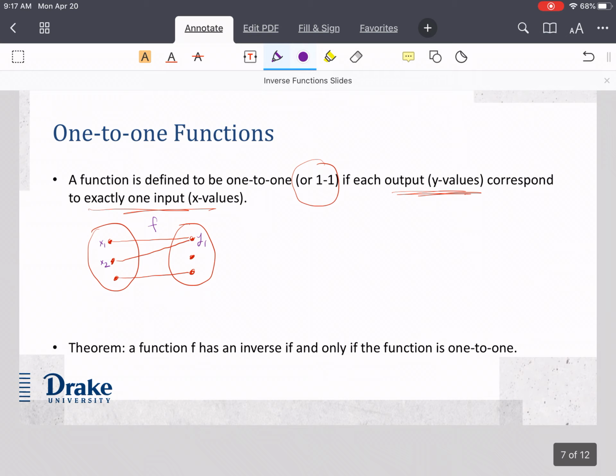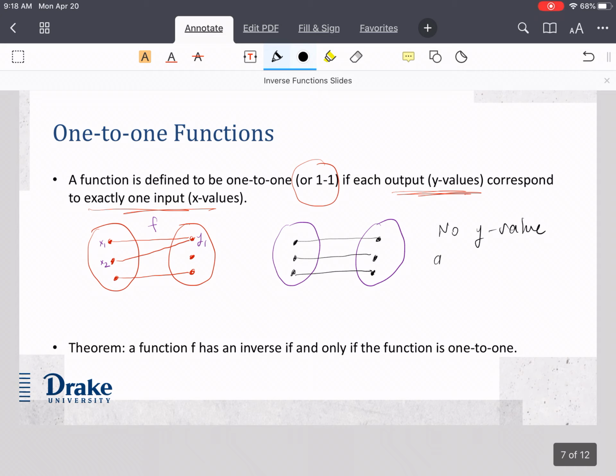But if you had a function that is slightly different, say you have three elements again, three elements here. This guy goes to here, this is assigned to that, this is assigned to that. So as you can see, this is a situation where output values correspond to exactly one input value. In other words, no y value goes to more than one x value. So that is the situation we call one-to-one.